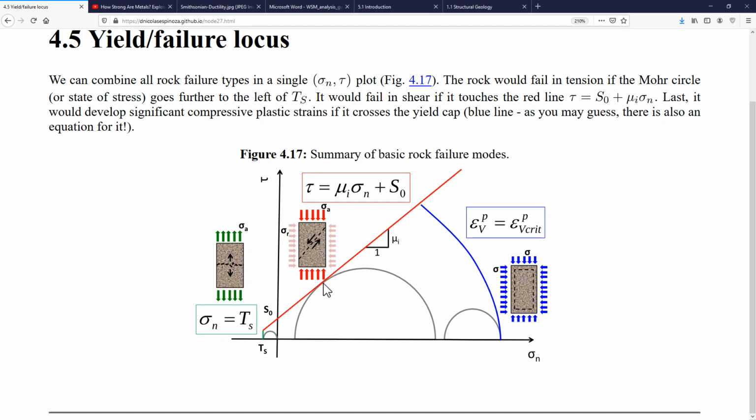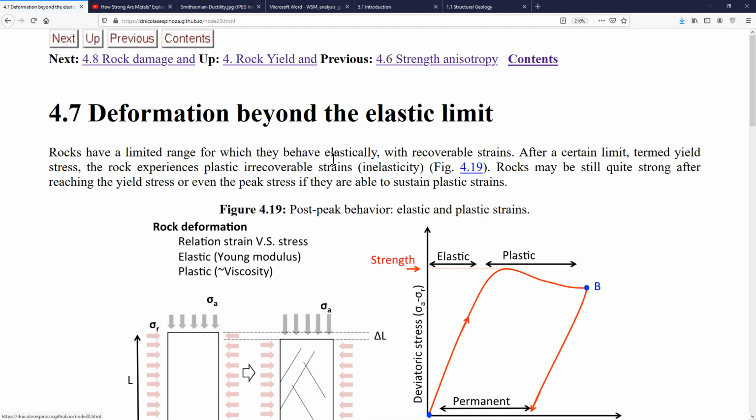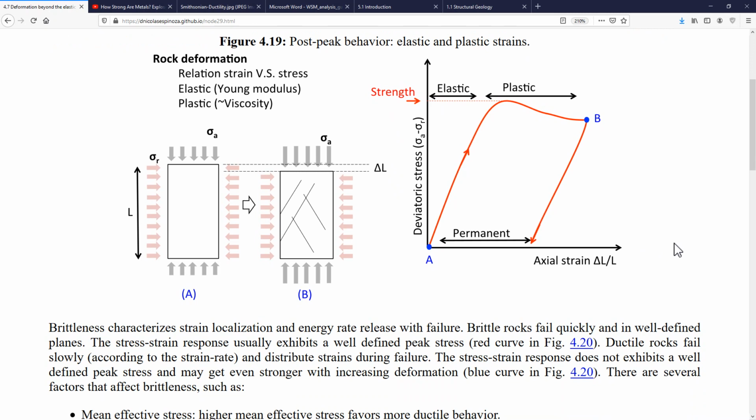But what happens when you get to that limit? How can you quantify deformation beyond those limits? That's what we're going to see right now. So let's go to this topic. And here, we're going to see briefly how we can quantify strains beyond the elastic point. These plastic strains which are permanent.